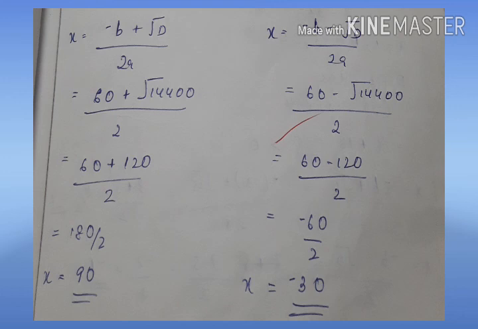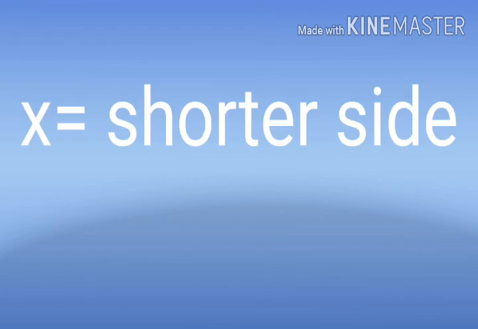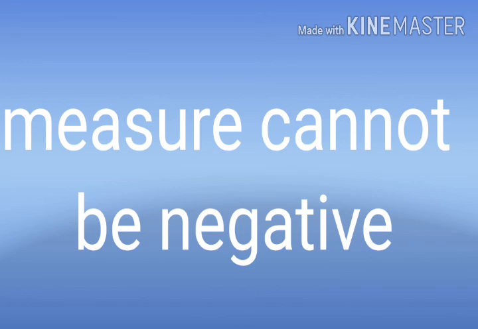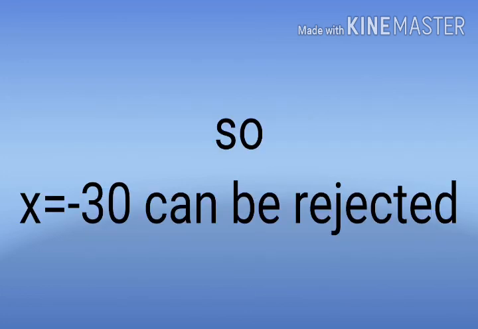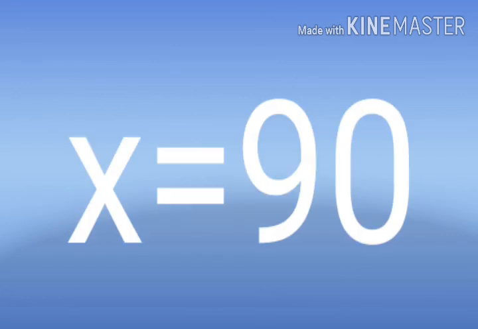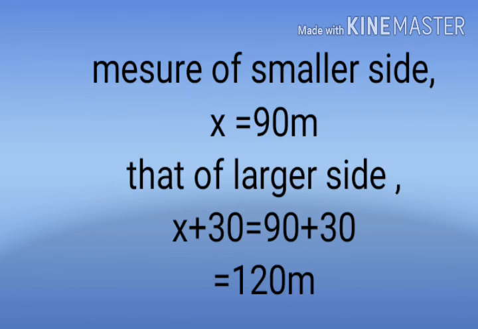Then the other root: 60 minus 120 by 2, that is negative 60 by 2, that is equal to negative 30. Here we get two roots, that are 90 or negative 30. Here we took x as the breadth, the shorter side. The measure should be positive, so x equals negative 30 we can reject. So the acceptable value is x equals 90. That means the length of the shorter side is 90 meter.